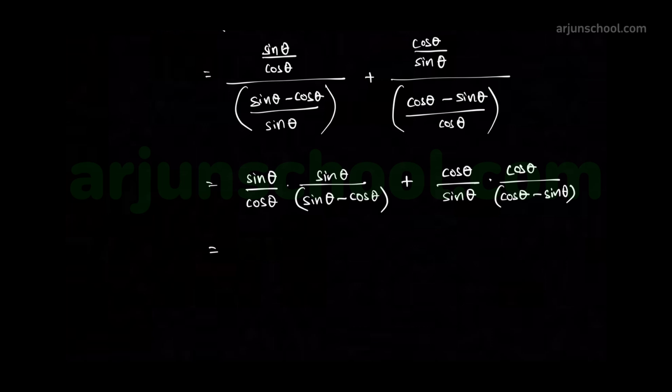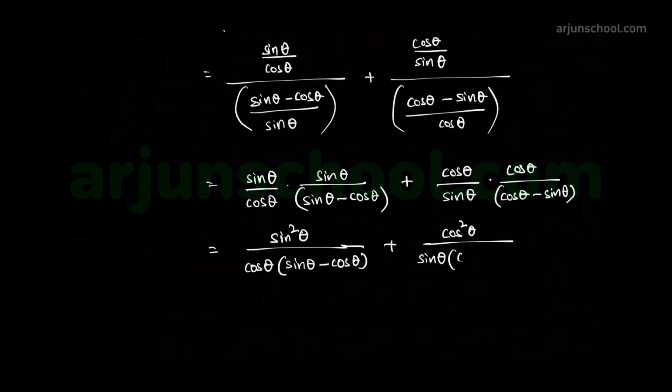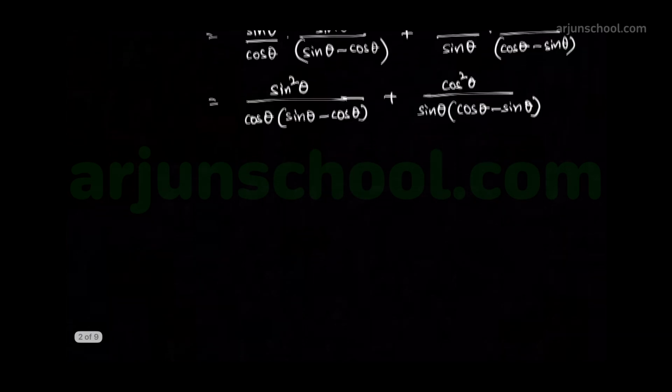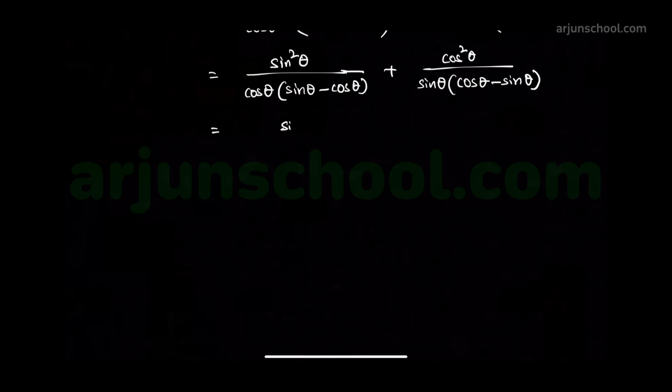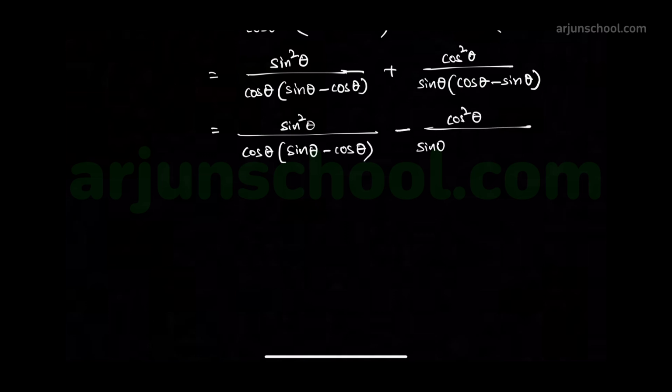which is equal to sin theta times sin theta is sin square theta by cos theta times (sin theta minus cos theta) plus cos theta times cos theta is cos square theta by sin theta of (cos theta minus sin theta). In the second term, let us take minus out of (cos theta minus sin theta), which becomes minus of (sin theta minus cos theta), and the minus we can propagate it to the numerator. So we can write it as sin square theta by cos theta of (sin theta minus cos theta) minus cos square theta by sin theta of (sin theta minus cos theta).